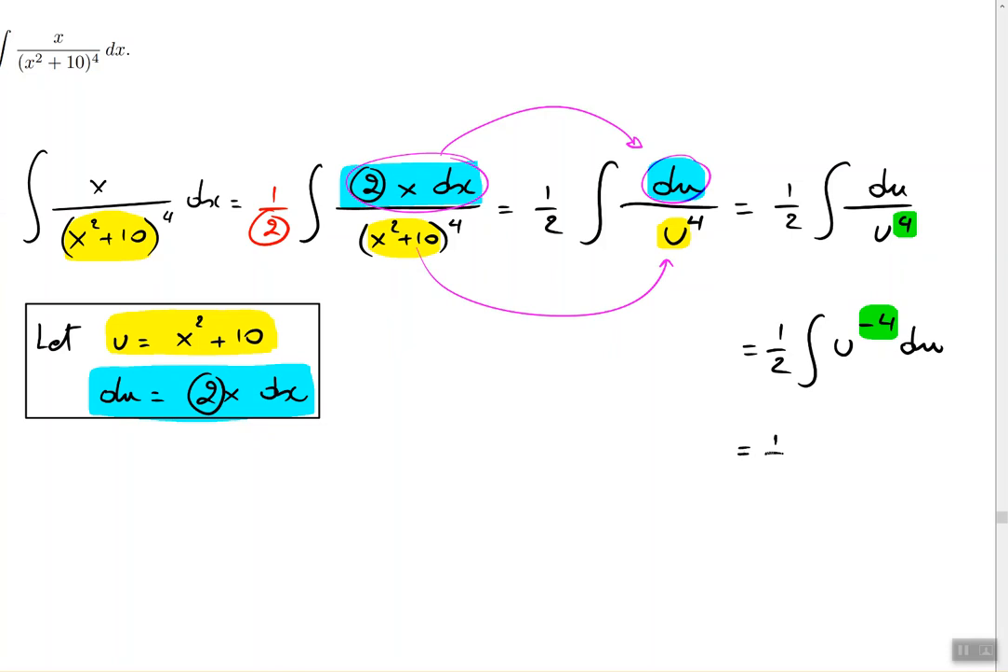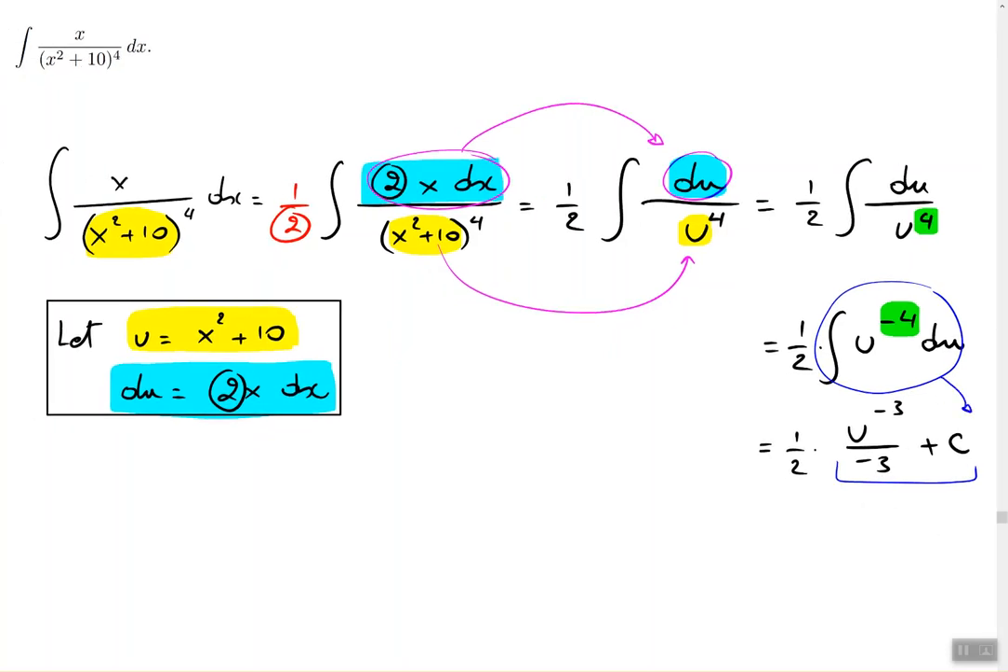And now the 1/2 stays there in front, and the u gets a new exponent. It's no longer the ln rule. Now it's the rule where you add 1 to the exponent and divide by the same thing. So add 1 to the -4, you get -3, and divide by the same thing plus c. So basically, we took the whole integral and we replaced it with all those things. Okay, so that was that step.